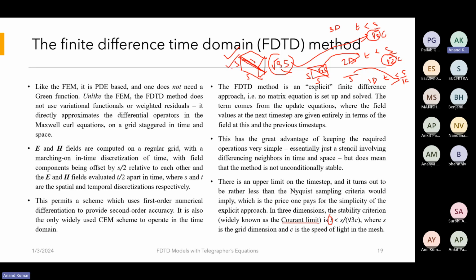We'll see the derivation of this particular thing later in the class. If we want to generalize this for an n-dimensional space, this will become t less than s by root n c. I hope this was able to give you some idea of how this number is coming. Any follow-up questions?